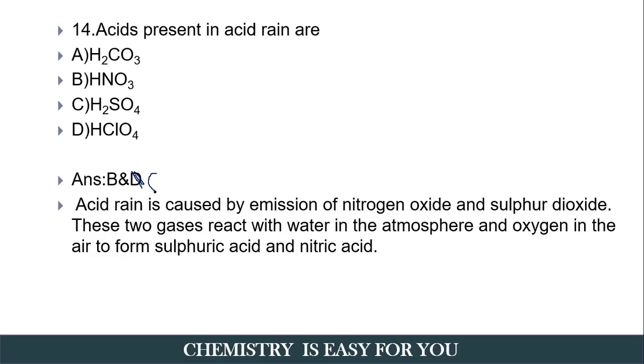Option B and C is the correct answer because HNO3 and H2SO4 are the major components of acid rain, because on emission of nitrogen oxide and sulfur dioxide, these two gases will be reacting with water in the atmosphere and oxygen in the air to form sulfuric acid and nitric acid.